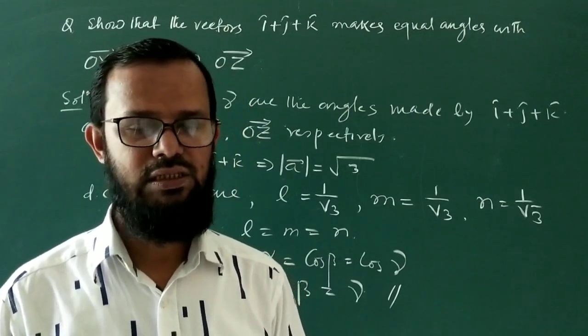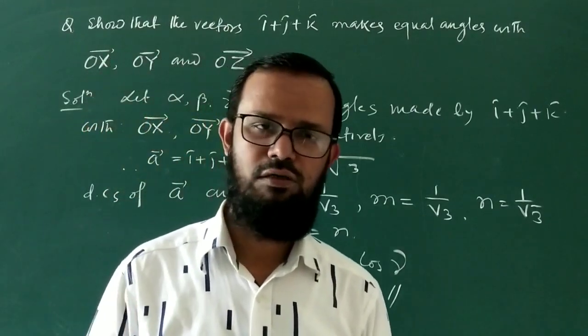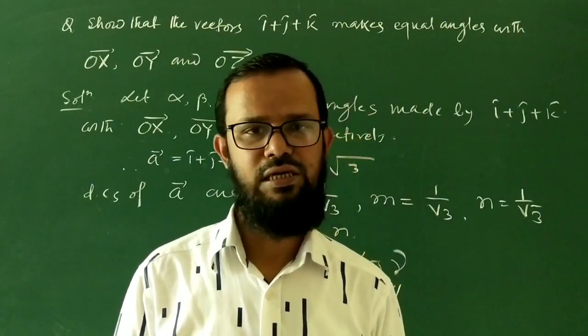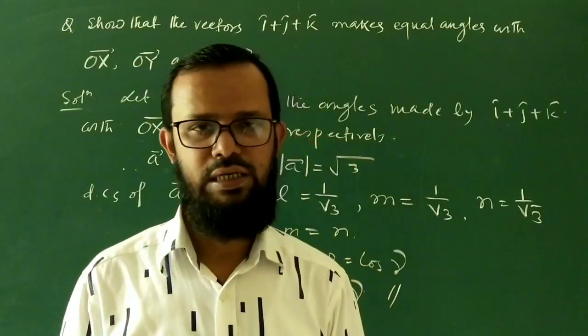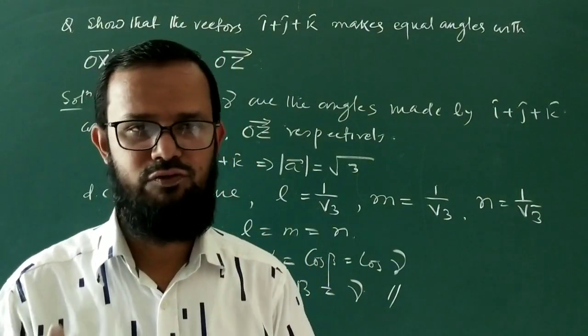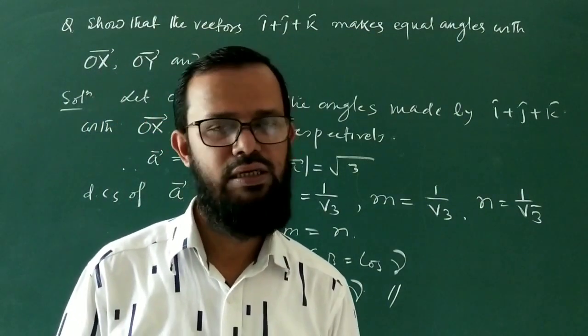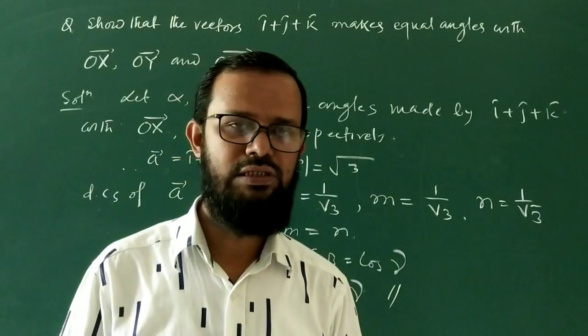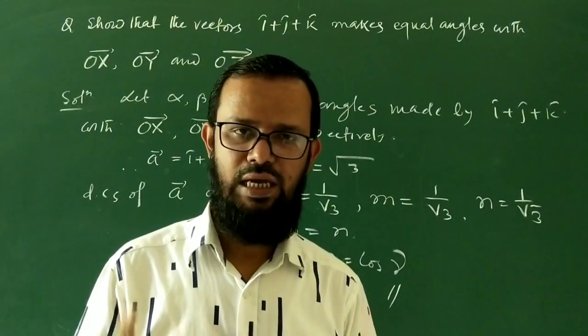Okay. In the next class I will discuss about product of the vectors. There are two products, one is scalar product or called dot product, another is what, vector product. Okay. So these are the most important chapters. Majority of the questions are asked from the scalar product and vector product. So in the next class I will discuss about scalar product and vector product.